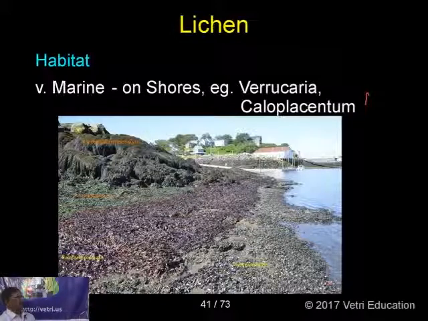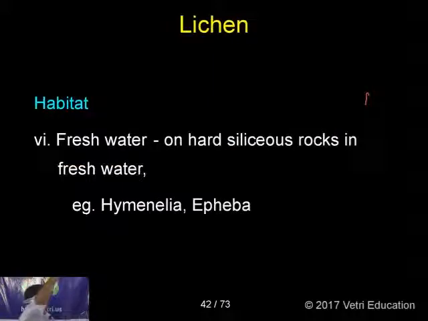Caloplacentum. These are the lichens you can find in marine habitats. Marine means on the shores of the sea. And regarding the habitat, the next one is freshwater. We can find hard siliceous rocks in the freshwater. Near the rocks in freshwater, you can find Hymenalia and A.V.V.S.